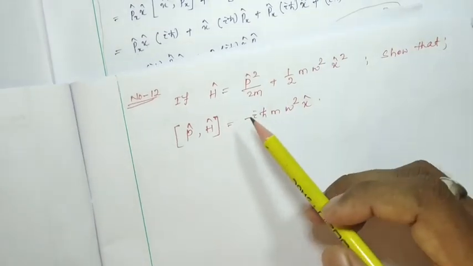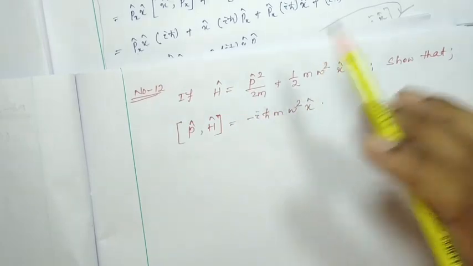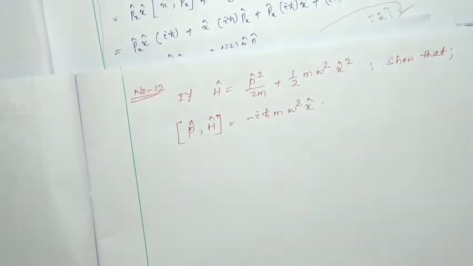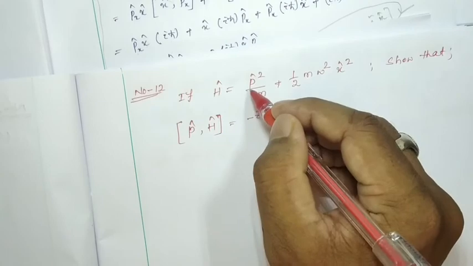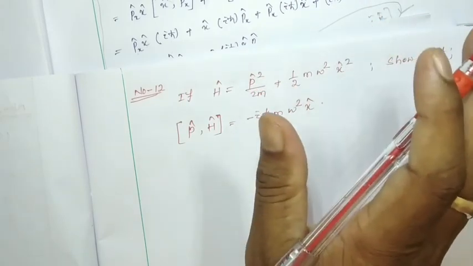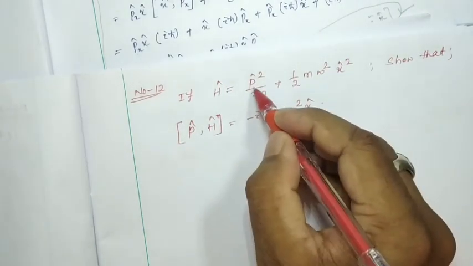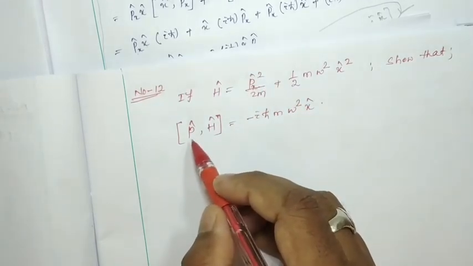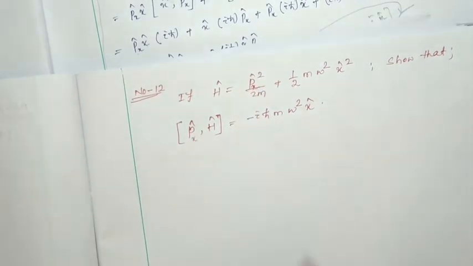Now this one is p^. It is already in the cap format, so you should not worry about that. H^ is equal to p^ squared. Here p^ squared, means you have to consider this as p_x^. Okay, this is p_x^, you have to consider that, no problem. Sometimes it is written in the question, sometimes not, so you have to consider that it is the x component.